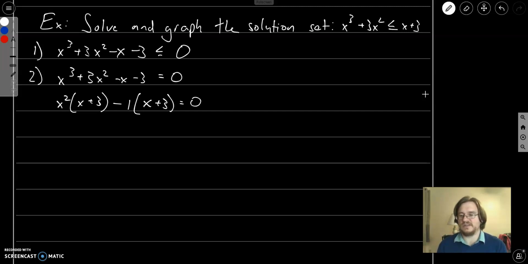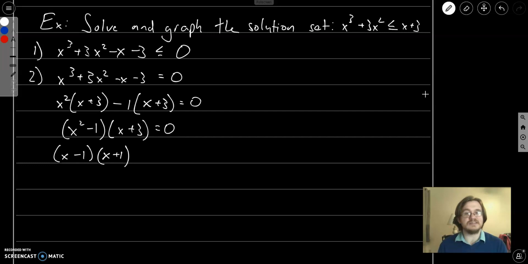So far so good. I pull an x squared out of the first two terms, a minus 1 out of the second two terms, and now I have an x plus 3, and I can pull that out. So I have x squared minus 1 times x plus 3. So again, I just pulled an x plus 3 out of both of these. And an x squared minus 1, again, I can factor this. This is going to be x minus 1, x plus 1.